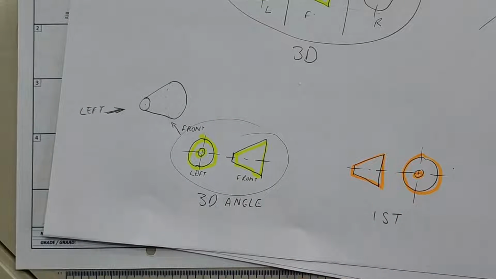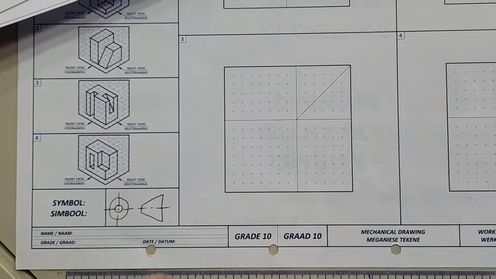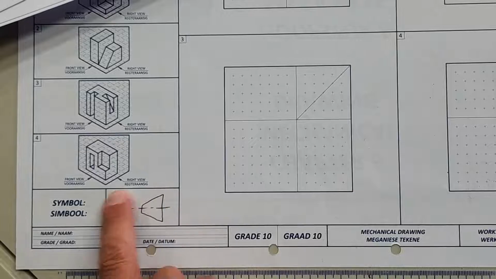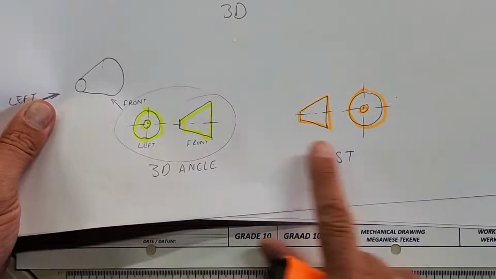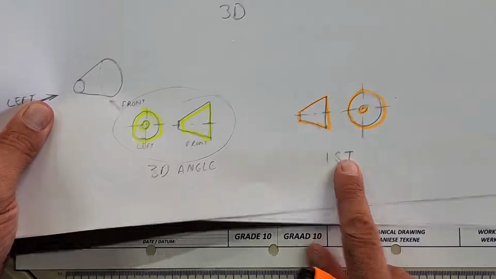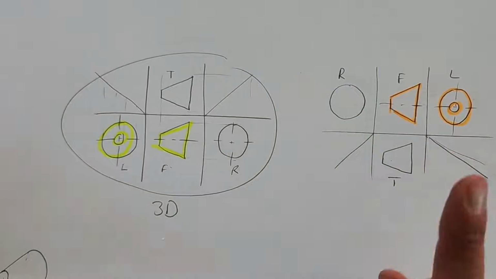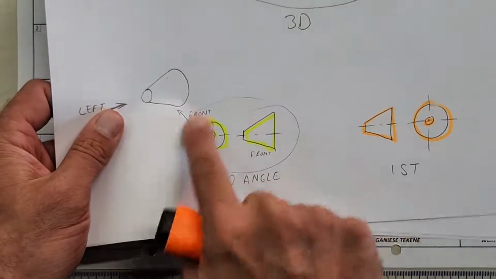Sometimes they will just give you the symbol on a drawing like this and say, start drawing. You have to look at that symbol and realize, is it third angle or first angle? Because if it's first angle, that's going to be the layout. We're doing third angle today.